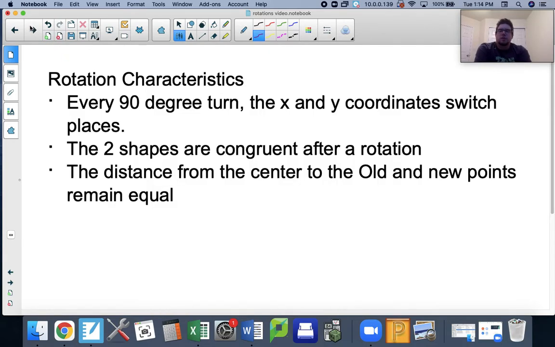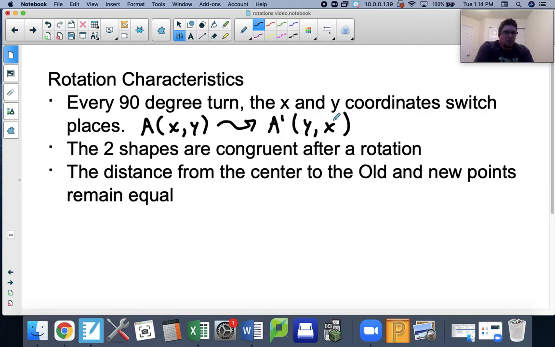So there's a few cool things about rotations. The first thing is that every 90-degree turn, the x and y coordinates switch places. So if A is x comma y, after we rotate 90 degrees in either clockwise or counterclockwise, those 2 numbers actually switch places. And then after another 90 degrees, they switch back. And that pattern continues over and over and over again.